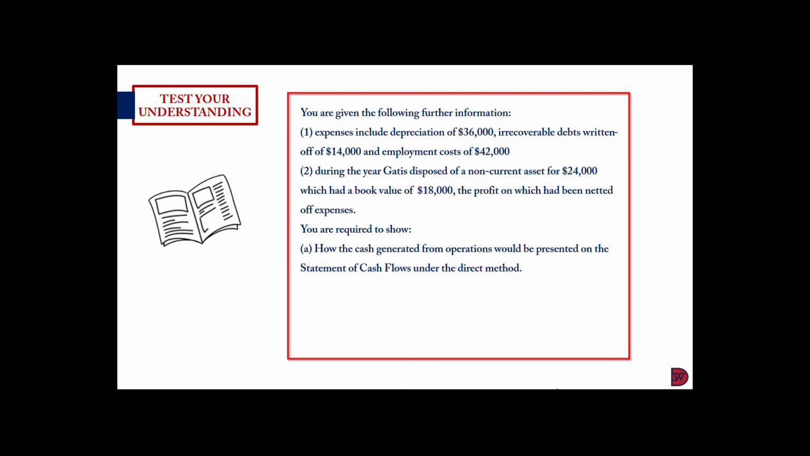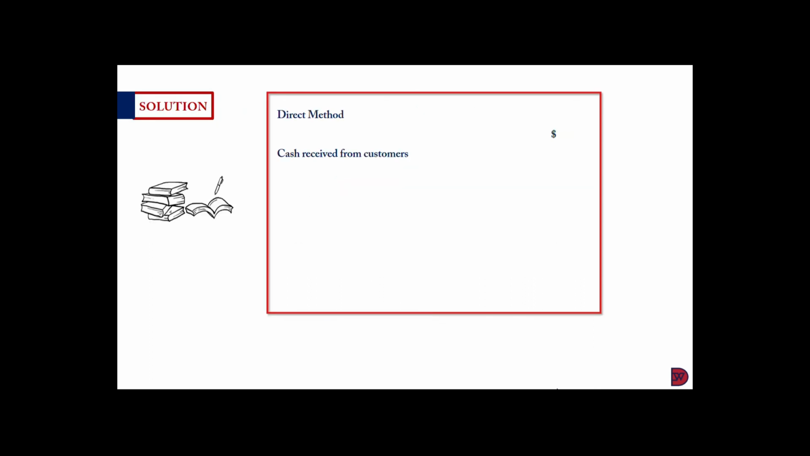I would urge you to solve this on your own using the indirect method. So we are going to tackle it from the direct method angle. Let's look at what we actually receive from customers. So you have a trade receivables opening. You have people who are owing you to the tune of $235,000 from 2018. Then you made extra sales of $1.2 million. From additional information, we were told that $14,000 was written off. Then at the end of the year, you still have people owing you $259,000, which gives us $1,162,000.